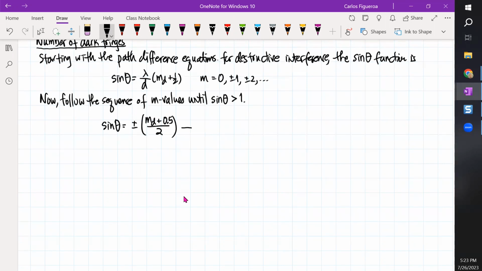So now let's look at the sequence. I start off with 0, so I'm going to get plus or minus 0 plus 0.5 divided by 2. That is less than 1. So then I continue. The next one is again plus or minus 1 plus 0.5 divided by 2. So let's start summing these values. You're seeing here that this one reads 0.5 divided by 2. That's less than 1. This one's reading 1.5 divided by 2. That's less than 1.